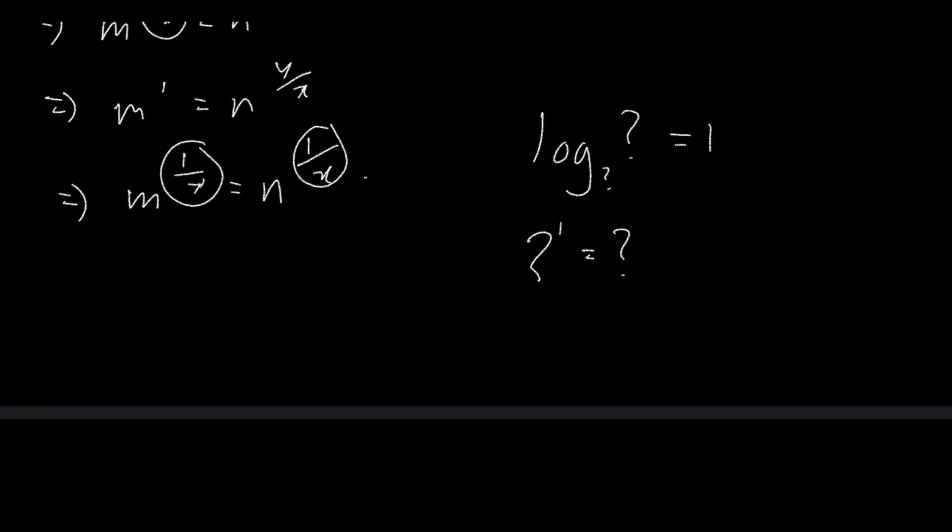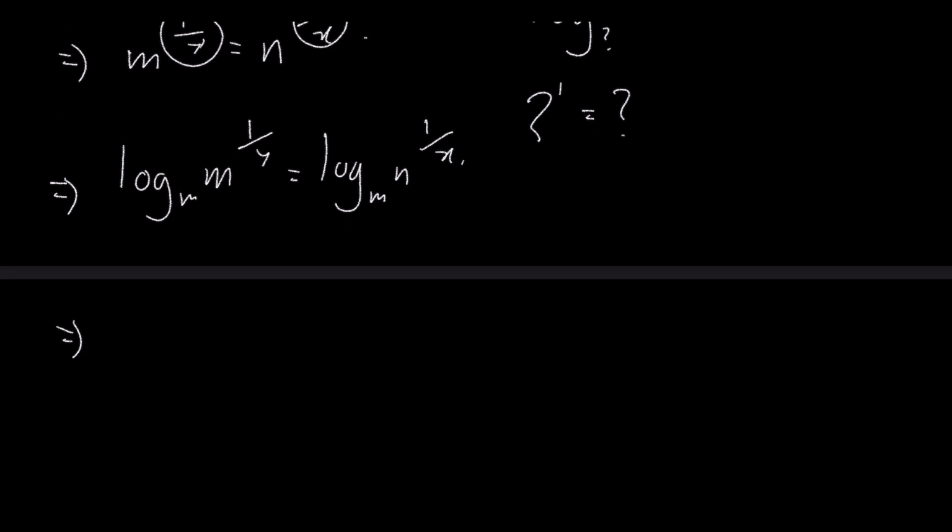Now, if you remember that log to the base of something of that something is equal to 1, that implies that the something to the power 1 is equal to the something. So let's go ahead and take log to the base m of both sides. So log to the base m of m, so 1 over y, is equal to log to the base m of n, so 1 over x.